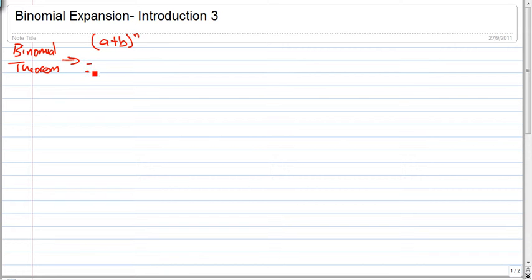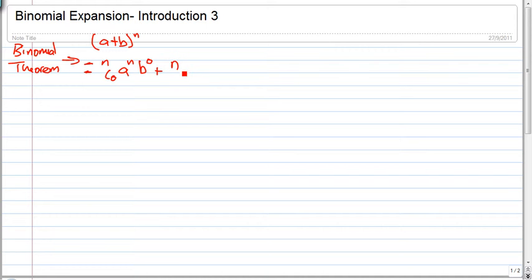When we expand it, the very first term we have to write is nC0, a to the power n, b to the power of 0. So this is what we start off with first. The power of a is the highest, n. B to the power of 0, anything to the power of 0 is equal to 1.